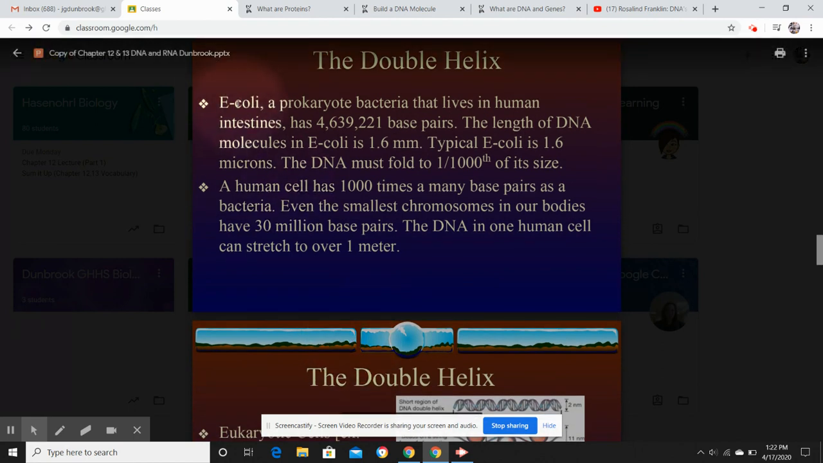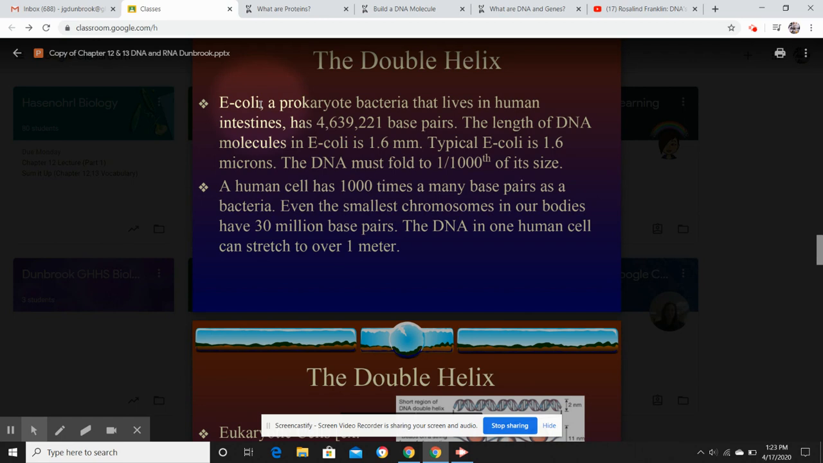E. coli, probably something you've heard of. It's a bacteria. It actually is a shortened name. It's a scientific name, Escherichia coli, I believe it is, and this stands for coliform. It's just a fancy name for a type of bacteria that typically lives in people's intestines. You've probably heard of this in food poisoning. If bacteria from people's intestines get onto your food, it can make you very sick.